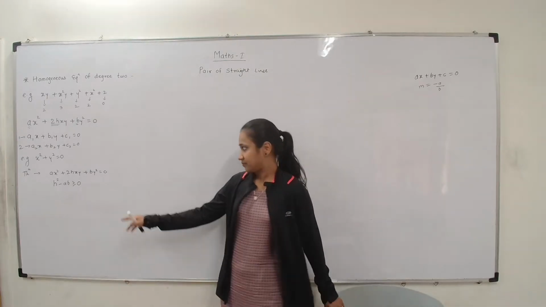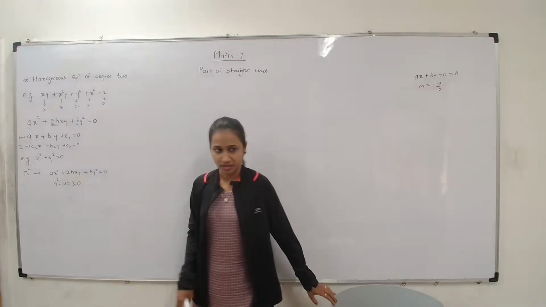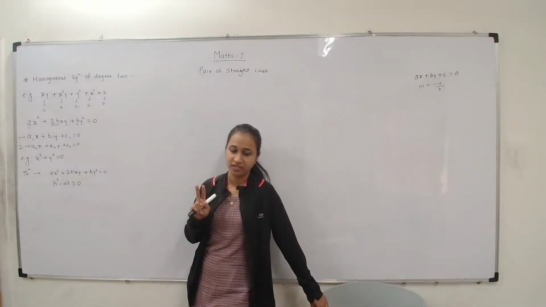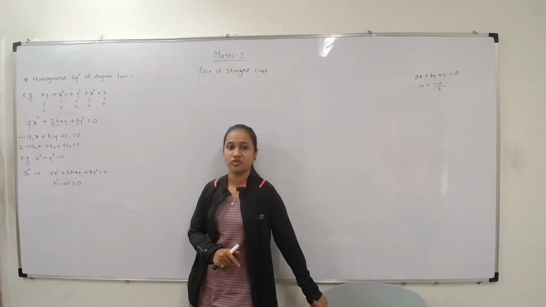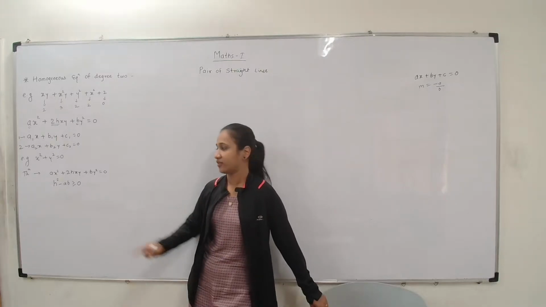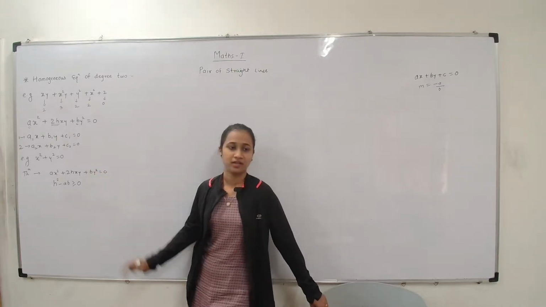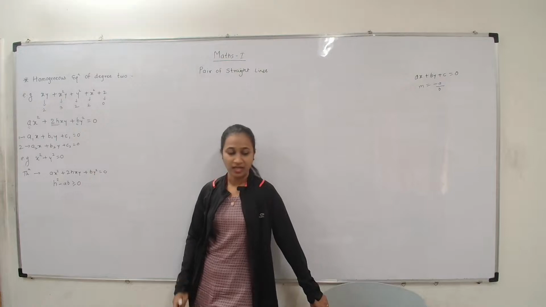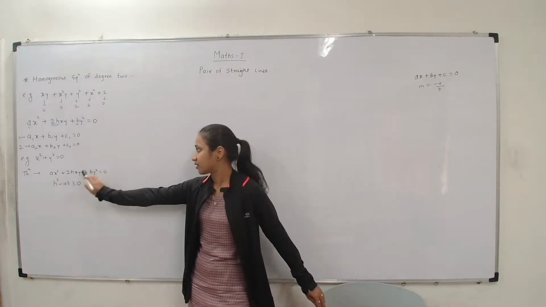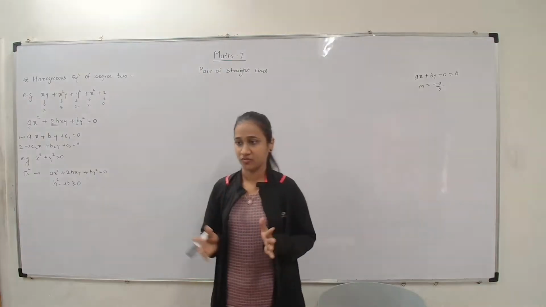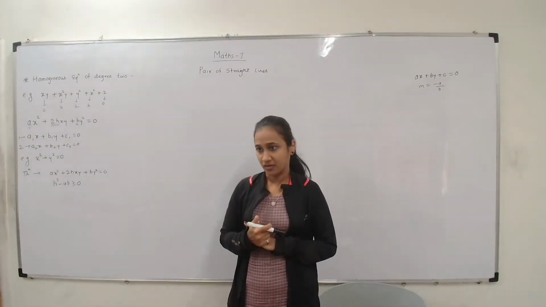So for this is surely homogeneous equation of degree 2, but this will represent combined equation of pair of straight lines only if h square minus ab is greater than or equal to 0. ठीक आहे, this is a theorem जो आपल्याला प्रूफ करायचा आहे की हे असेल तरच you will get separate two equations from this equation. ठीक आहे, let's start with the proof.